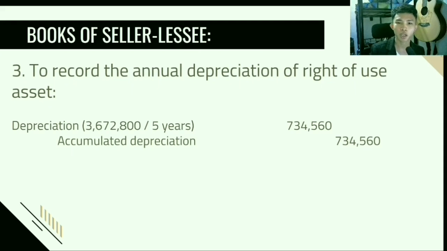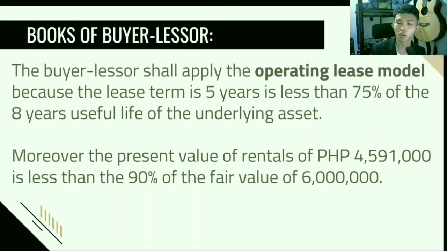So, punta naman tayo sa mga entries sa books ng buyer-lessor. Si buyer-lessor, gagamit siya ng operating lease model. Kasi yung lease term natin is 5 years lang and mas mababa siya sa 75% ng 8 years na useful life ng underlying asset natin. At the same time, yung present value natin is 4,591,000, which is mas mababa siya sa 90% na fair value, which is 6 million, para masabi siyang substantially all. So we will use operating lease model.